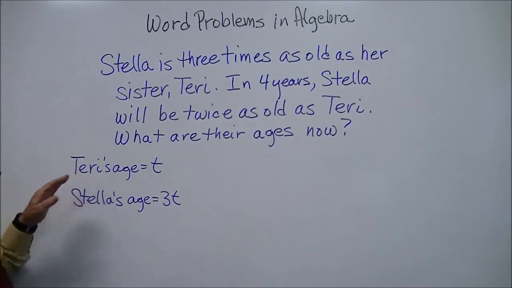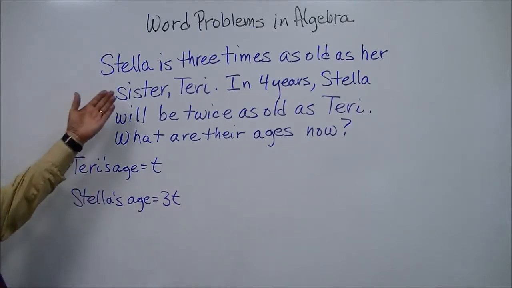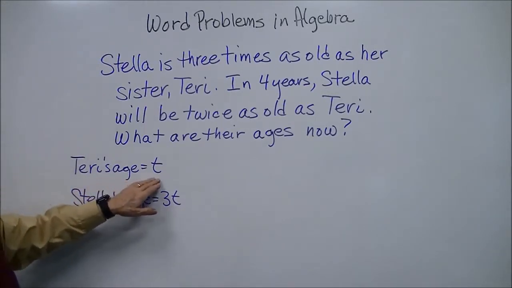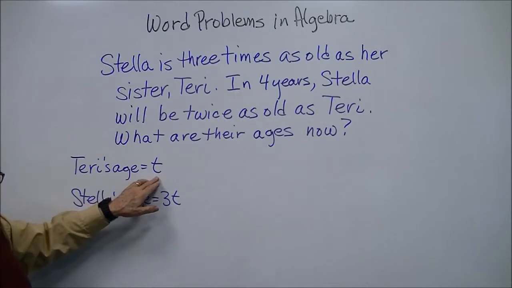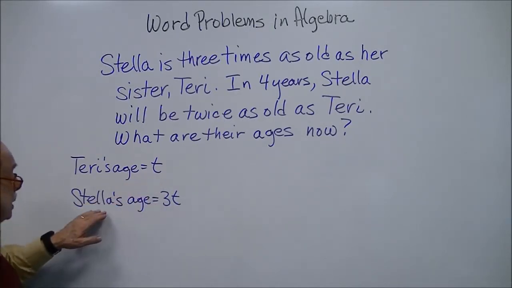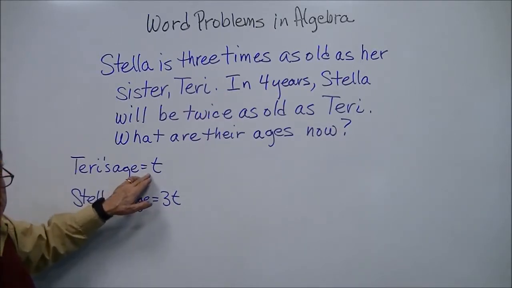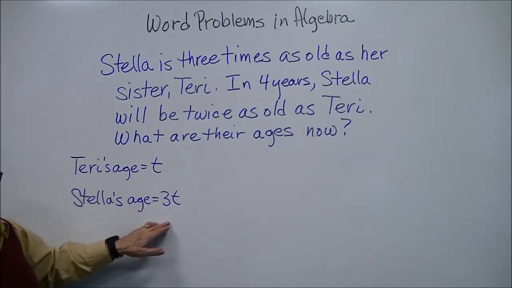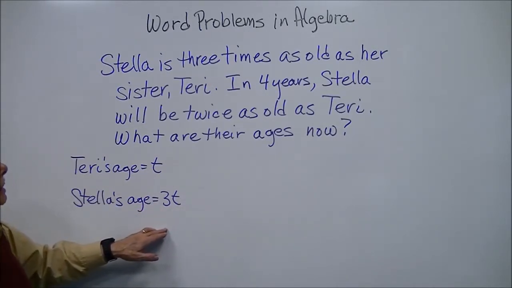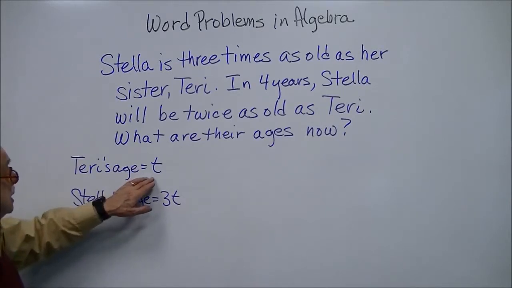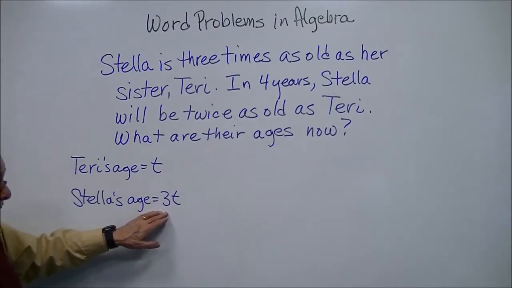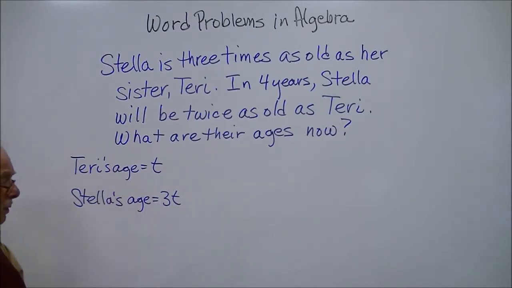I can start off by defining some of what we know from our word problem. What is Terry's age? We don't know that, so I'm going to call Terry's age T. Now, we know Stella's age is 3 times Terry's age, so that's 3T. We didn't know Terry's age, but we know Stella's age is 3 times her age. So that's sort of what we know.